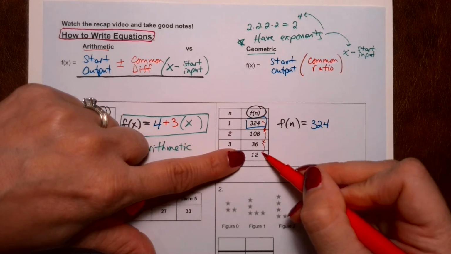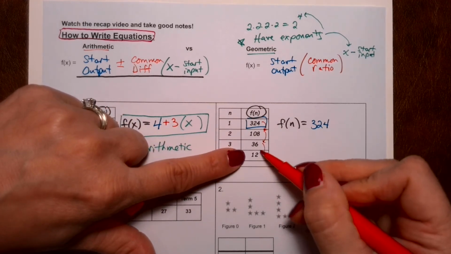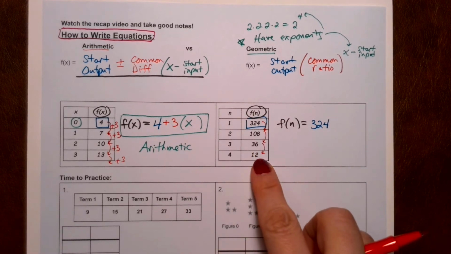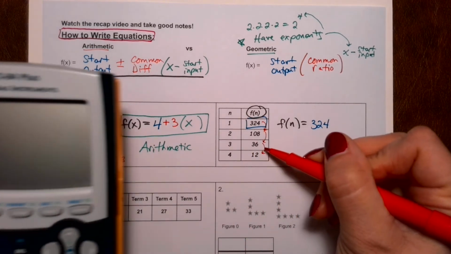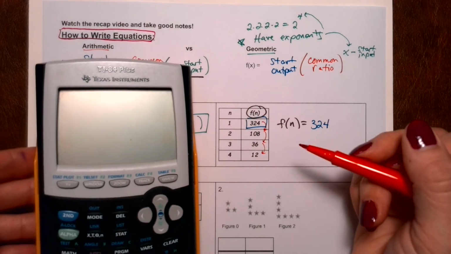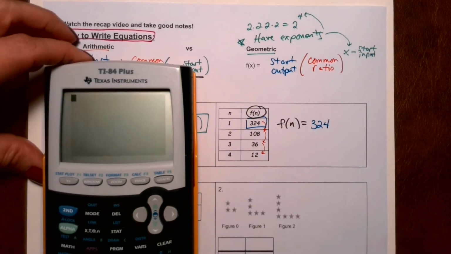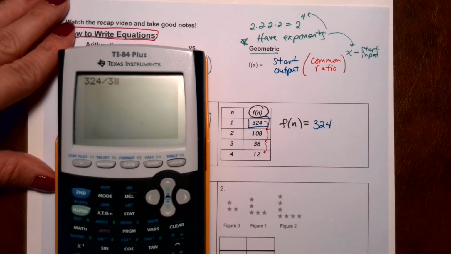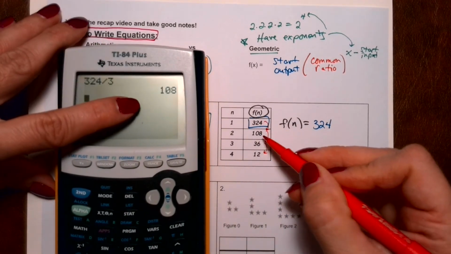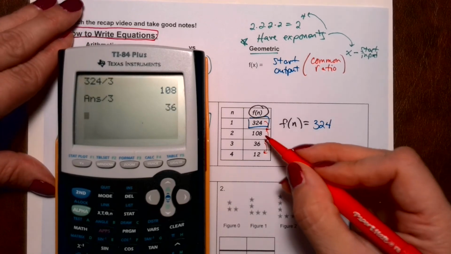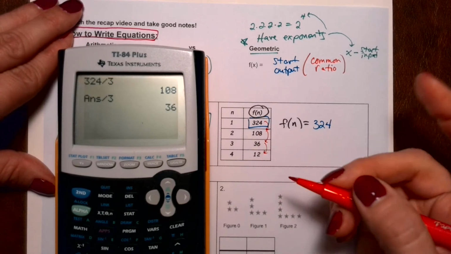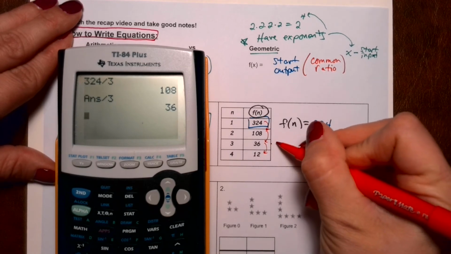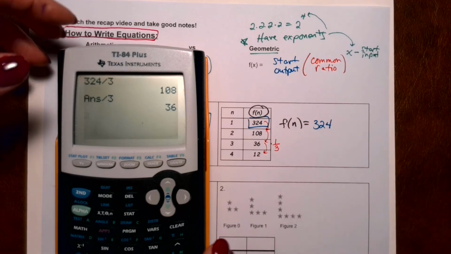Maybe I'll go down here a little bit, 36 to 12, and maybe you can figure out what's happening. Some people tell me they go up the chart to try to see if they can figure out the number. I'm going to try 324 divided by 3, and it made 108. And then that divided by 3, yes. Oh, but wait a minute. We can't put divide. We have to put multiply by 1/3.